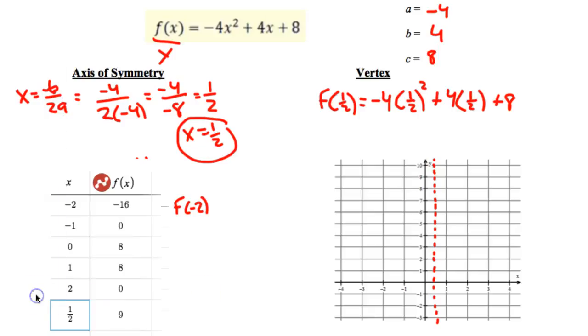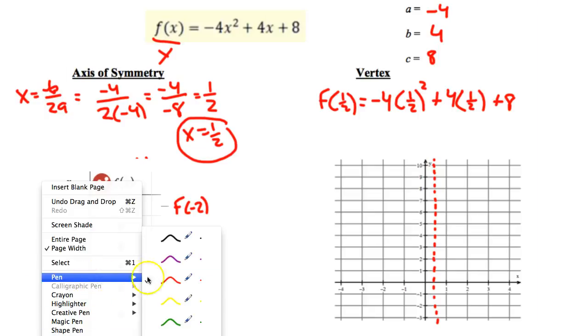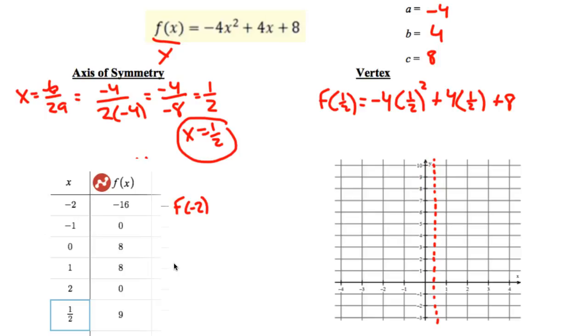So if I'm going to graph this, I can just pull out the points now. So we have -2, 16. All right, that's not on the graph. -1, 0, and that's right there. 0, 8, that's right there.